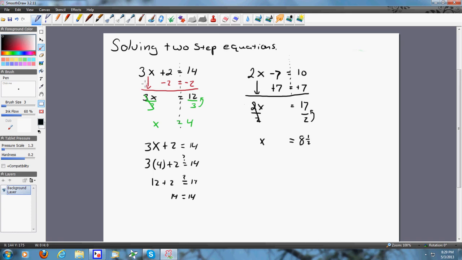And that's it. That's how you solve a basic two-step equation. There are variations on these, and we're going to get into them in different videos, but that's all you have to do for now.